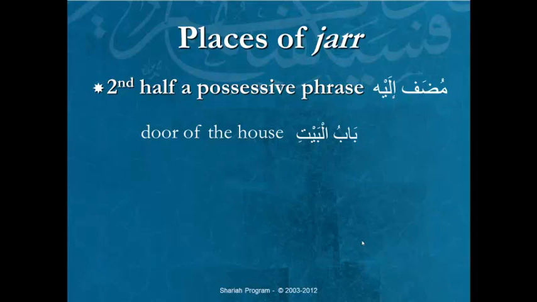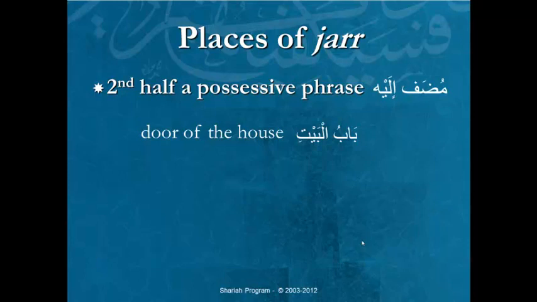The word Bab's grammatical state is determined by how the phrase would then be used in a sentence. So if you say the door of the house broke, then it will be Babul Baiti. If you want to say I opened the door of the house, it will be Babal Baiti. If you want to say in the door of the house, it will be Fi Babil Baiti. Or like the key of the door of the house, Miftahu Babil Baiti. So the example here is the word al-bayt, second half of a possessive structure. That's one of the positions of jar.